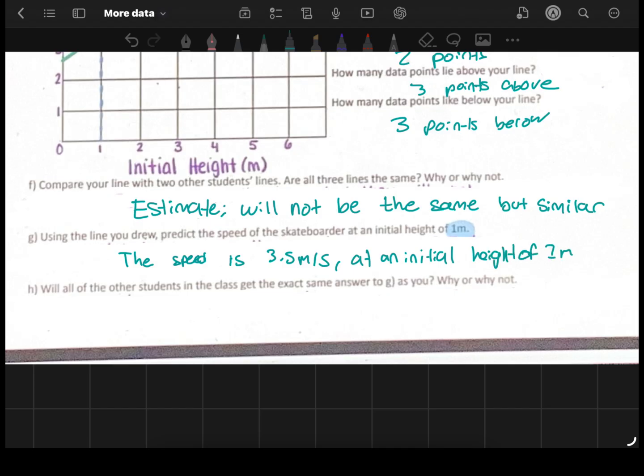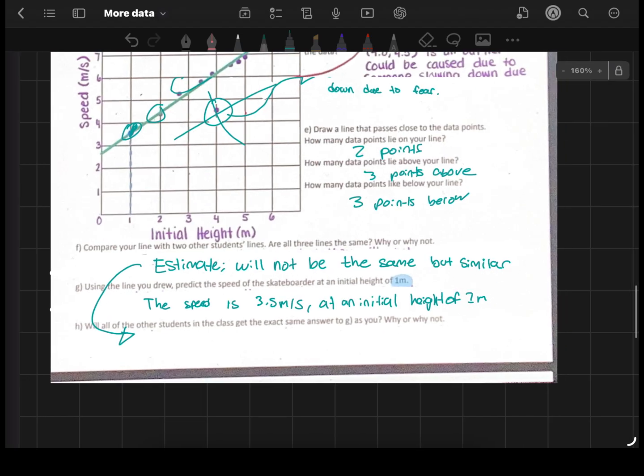Now, will there be any other students in the class that get the same exact answer as G? Why or why not? Since our lines aren't really the same, the answers to G will be slightly different. So this basically goes back to our point over here anyways.